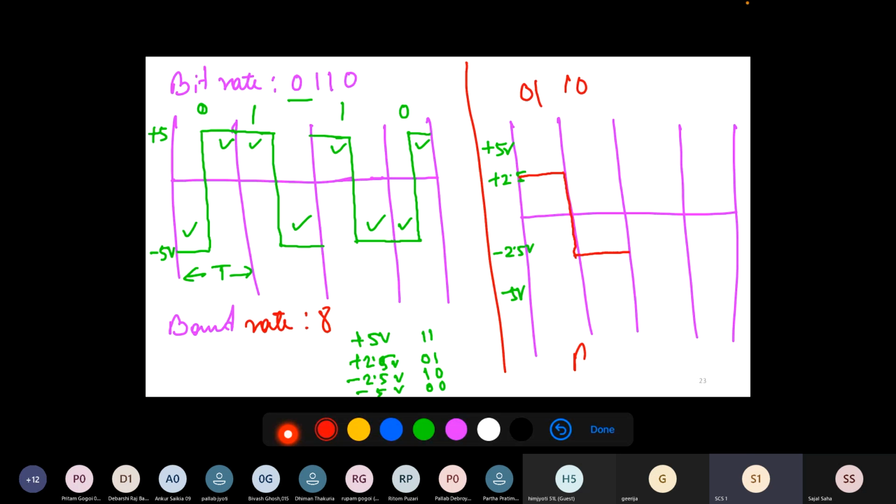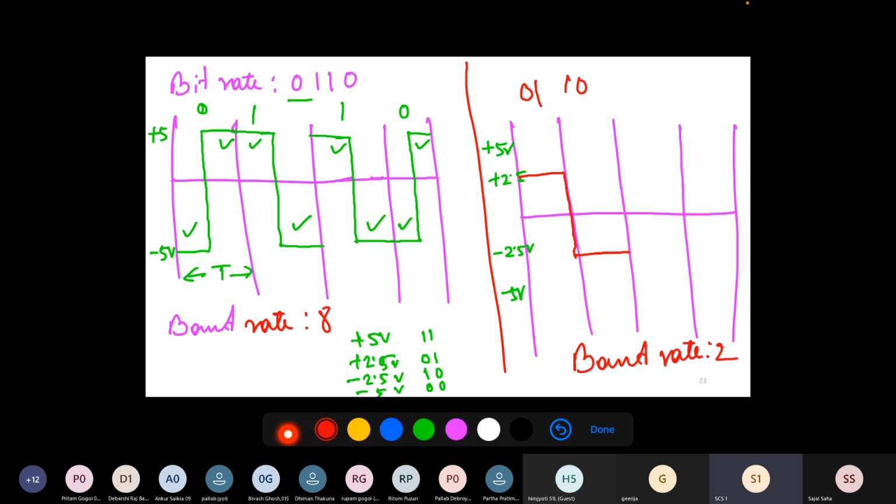Now here my baud rate is 2. So bit rate and baud rate are not the same every time. It depends upon you how you are representing your signal in terms of bits. It may be that baud rate is greater than bit rate, or it may be that baud rate is lower than bit rate. Now you tell me which one should be preferable. Third. Okay, that means baud rate lower than bit rate is preferable, because we are ultimately sending the signal.